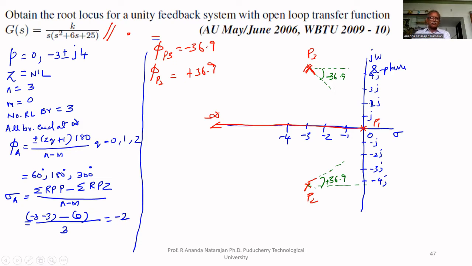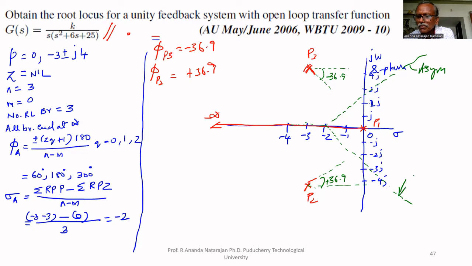Now we have to draw the asymptotes. Three asymptotes, they are meeting at minus 2. One asymptote is at 60 degree. Another one is at minus 60 degree, that is 300 degree. The third one is 180. These two are asymptotes, and this is also an asymptote.